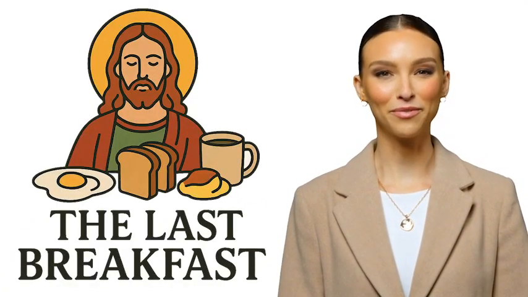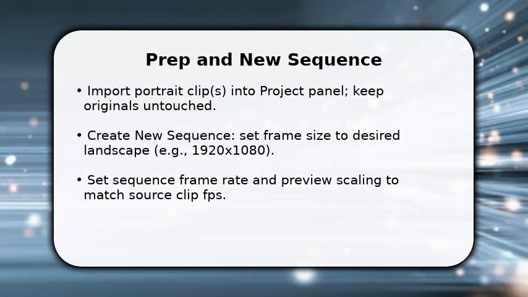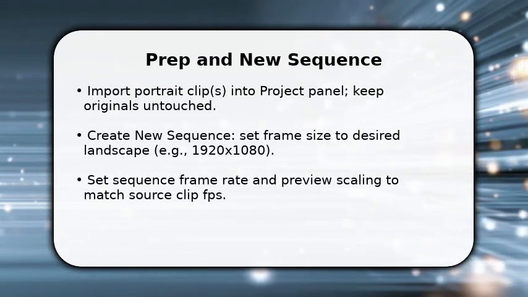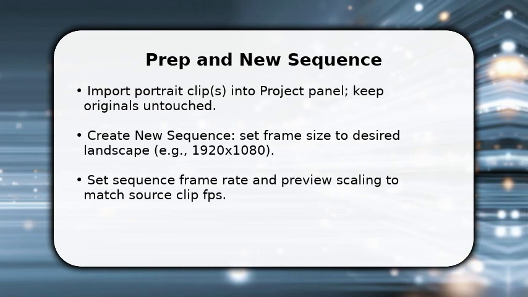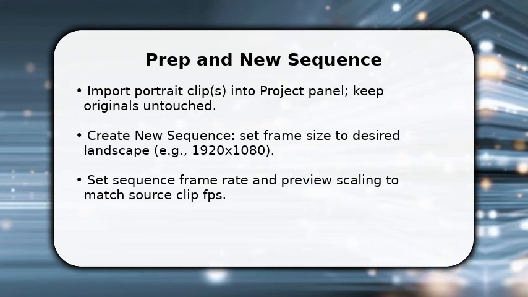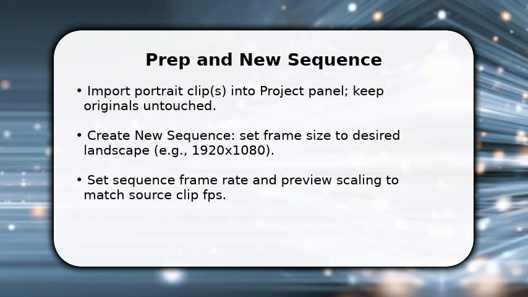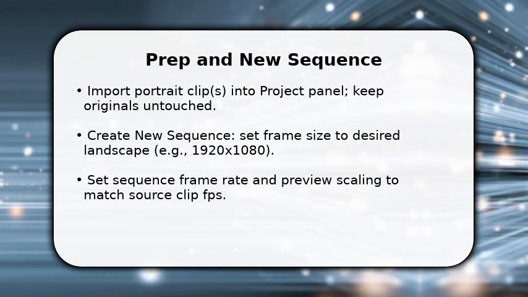You've imported the portrait footage. Now create a new sequence sized for landscape. For example, 1920 x 1080 at the same frame rate as your source. Once created, drag the portrait clip onto the timeline and choose Keep Existing Settings when prompted.